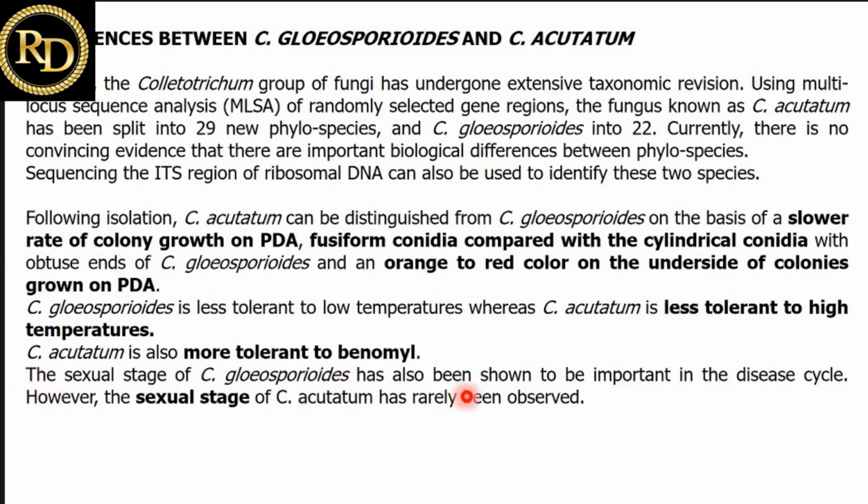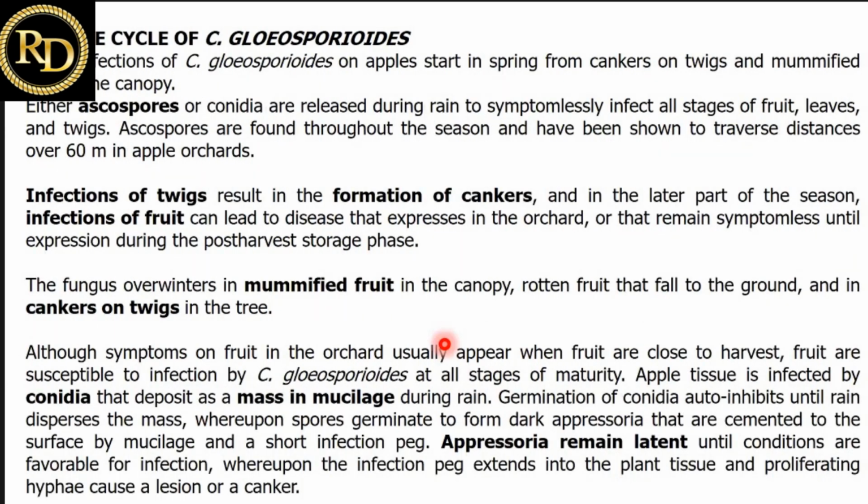Acutatum can be differentiated from gloeosporioides because it has a slower growth rate on PDA, in the Petri dish. It has fusiform conidia compared to the cylindrical conidia of gloeosporioides. It produces orange colonies, whereas gloeosporioides produces white creamy colonies. Acutatum is also less tolerant to high temperature. It is tolerant to benzimidazoles, such as benomyl, carbendazim, or thiabendazole. And the sexual stage is present for Colletotrichum gloeosporioides, but not for Colletotrichum acutatum, or at least is very rare.